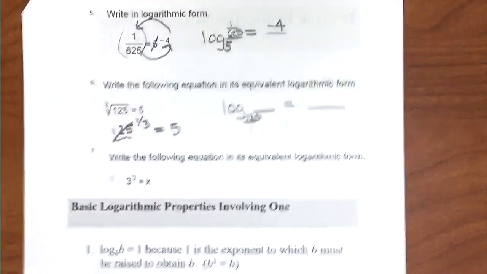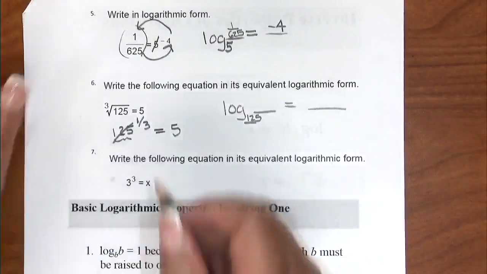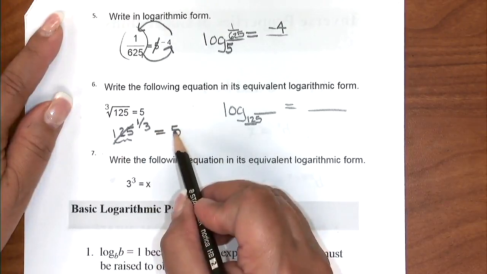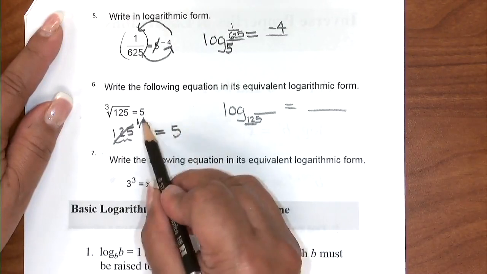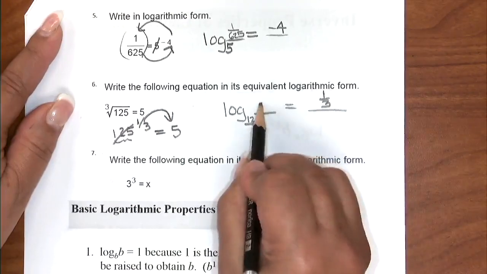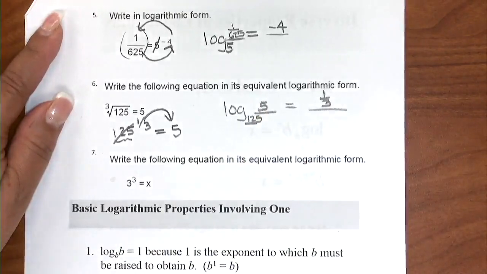Okay, once you get done mentioning that, you decide which guy needs to be by itself. The 5 used to be by itself. It's no longer going to be by itself. This is going to take its place, the 1/3 being by itself, and the 5 is going to come right up against the log.